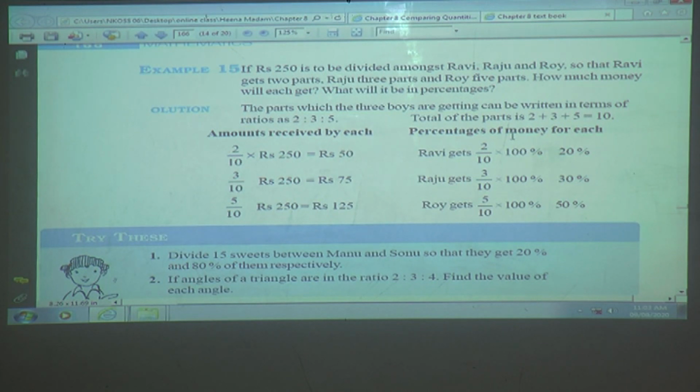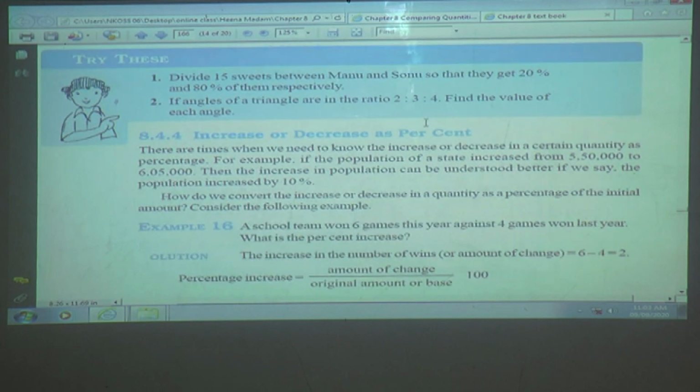So I hope, my dear students, you have understood this. Step by step you have to read the problem and try to find out the solution for the problem. So in this way we had learned about this.